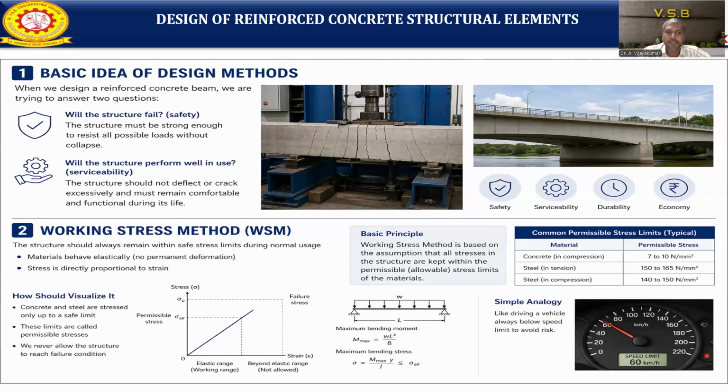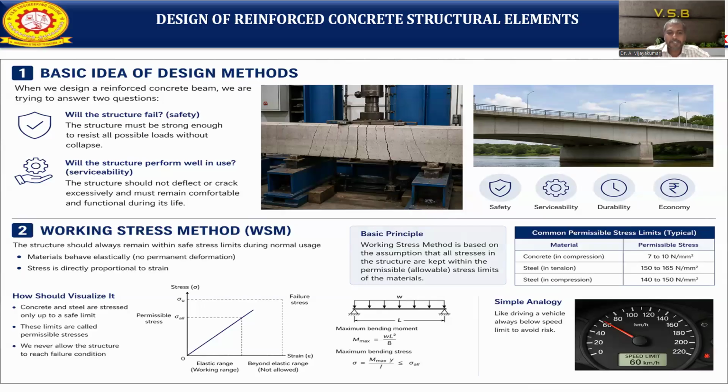The first method is called the working stress method. The structure should always remain within safe stress limits during normal usage. So here we need to look at the limits under safe stress. The material behaves elastically, with no permanent deformation. That means the working stress method is based on Hooke's law. What is Hooke's law? Stress is proportional to strain within the elastic limit. Beyond the elastic limit, it is no longer in the elastic state; it becomes the plastic state. So this working stress method deals only with the elastic state.